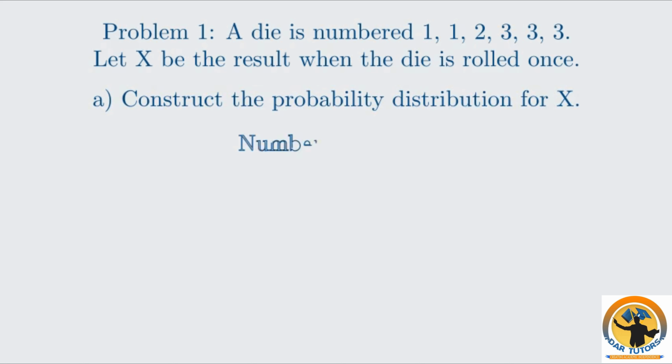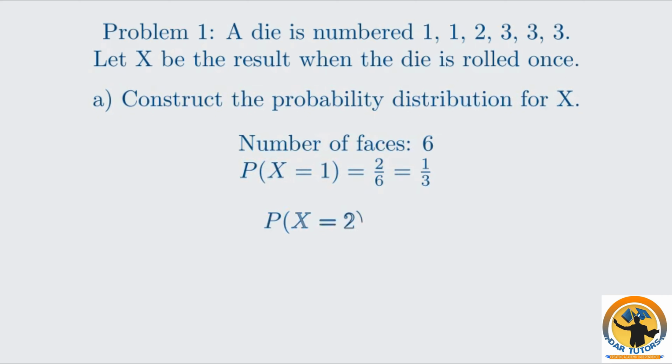For the number 1, there are 2 faces. So the probability of rolling a 1 is 2 out of 6, or 1/3. For the number 2, there is only 1 face. So the probability is 1 out of 6. And for the number 3, there are 3 faces. The probability of rolling a 3 is 3 out of 6, or 1/2.